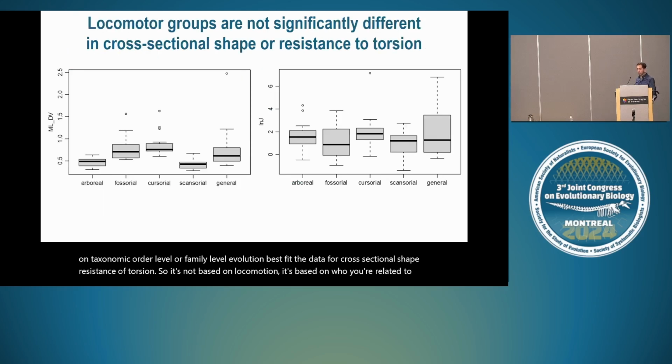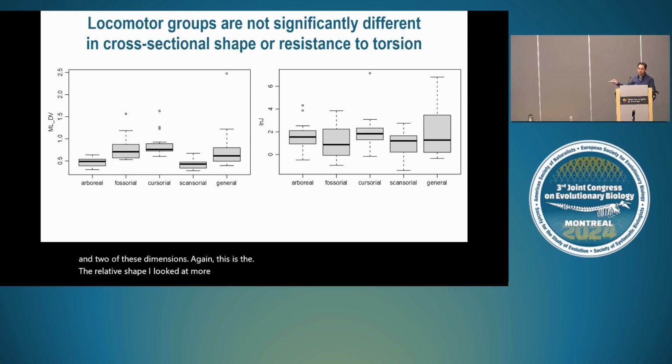Okay, and just to drive this point home, here are the differences between our locomotor groups in two of these dimensions. Again, this is the relative shape. I looked at more dimensions than these, but this is a talk, so you can only go through so many dimensions. This is that cross-sectional shape, and this is the actual biomechanical resistance. You can see that they all overlap in biomechanics, basically. They all have the same torsional rigidity. And when you're looking over here on the left, you can see some pattern differences, but statistically they're non-different from each other.